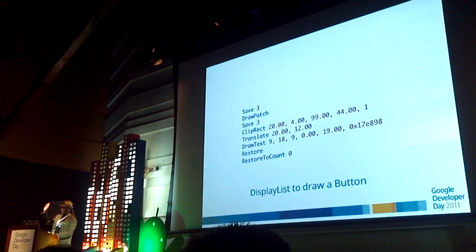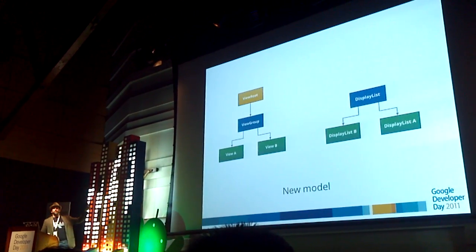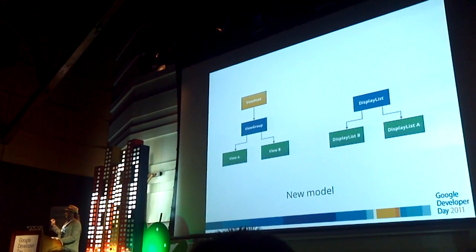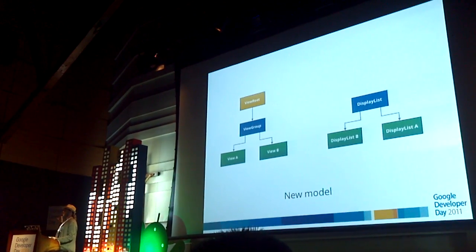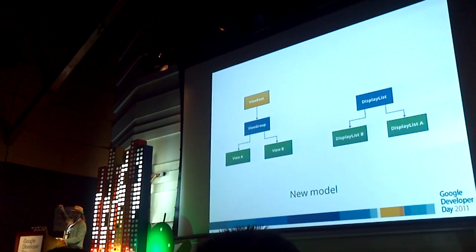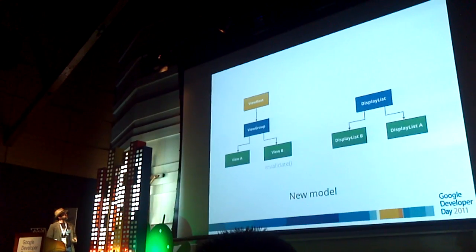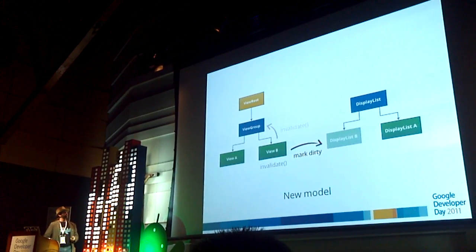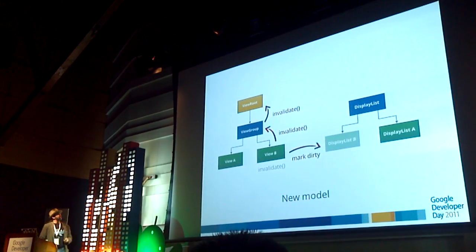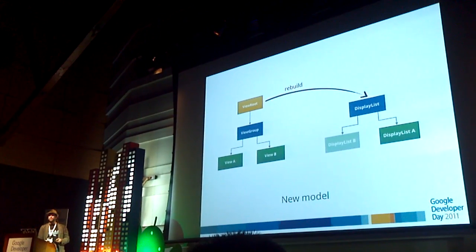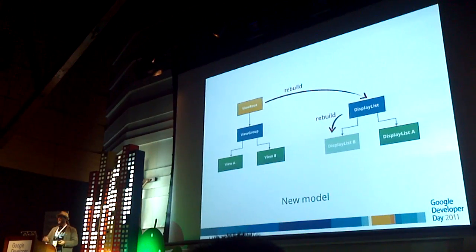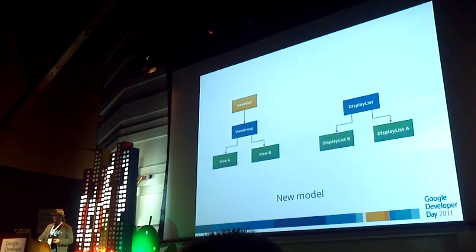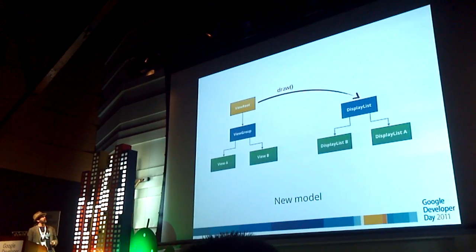Like in the old model, you would actually end up redrawing things that didn't have to be redrawn. Like, you were invalidating the top object, but redrawing the bottom object completely. So what's cool about this is we invalidate view B, it marks that display list as being dirty. And then when it redraws, all it has to do is rebuild that display list, and then only rebuild the one that's actually been changed. So it's much, much faster.